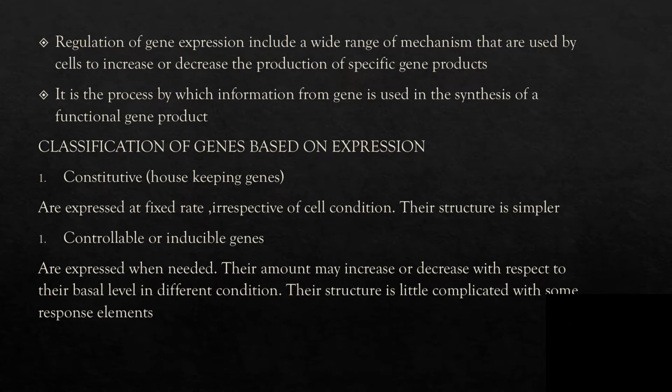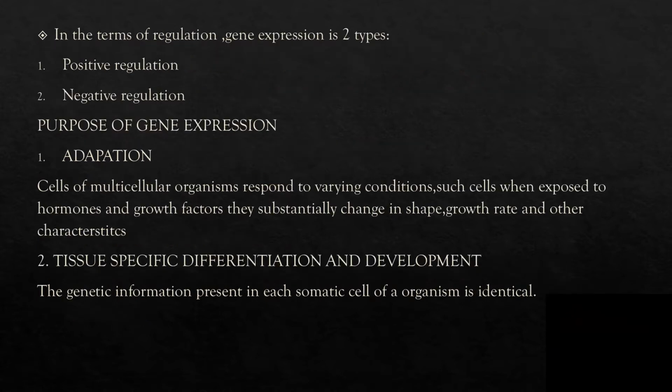Constitutive genes are expressed at a fixed rate irrespective of cell conditions, and their structure is very simple. Controllable or inducible genes are expressed only when needed, and their amount may decrease or increase with respect to their basal level in different conditions, and the structure is a little complicated with some response elements. Now in terms of regulation, gene expression can be of two types basically: positive regulation and negative regulation.